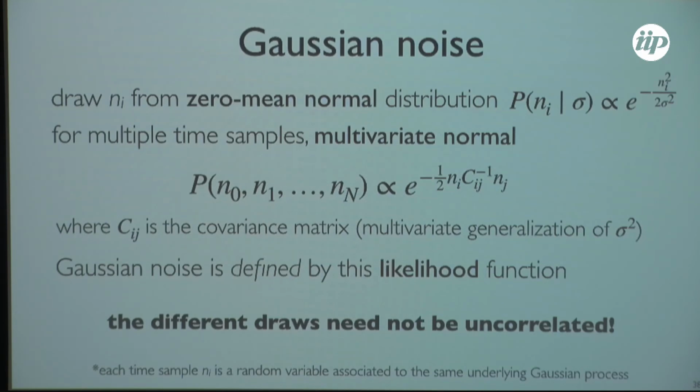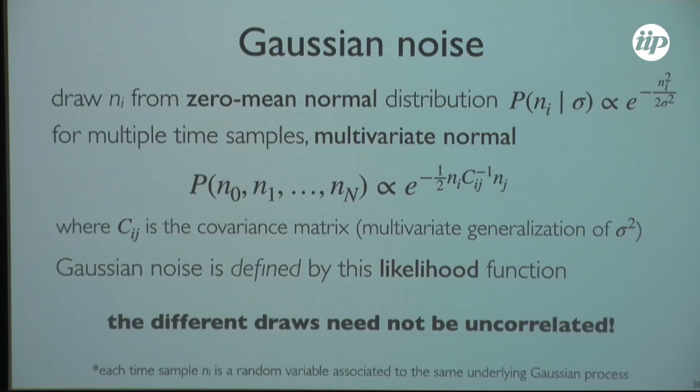All right, this is what defines a Gaussian process, that we can write a probability function for it that has this form. This encodes correlations between the different samples. This is important. This means that when we have a series of noise samples, they are not necessarily uncorrelated from each other, and they will not be in the case of LIGO.